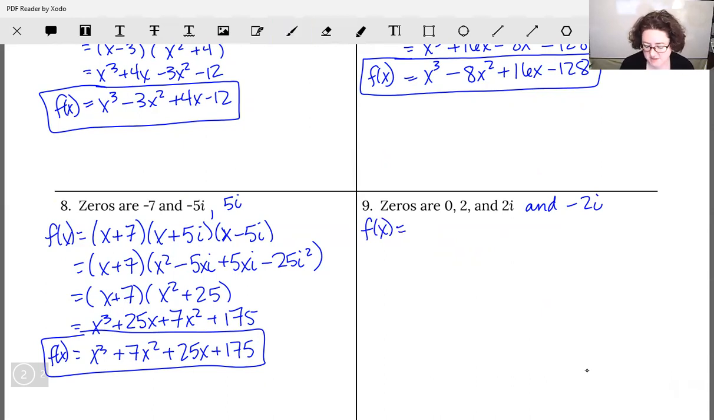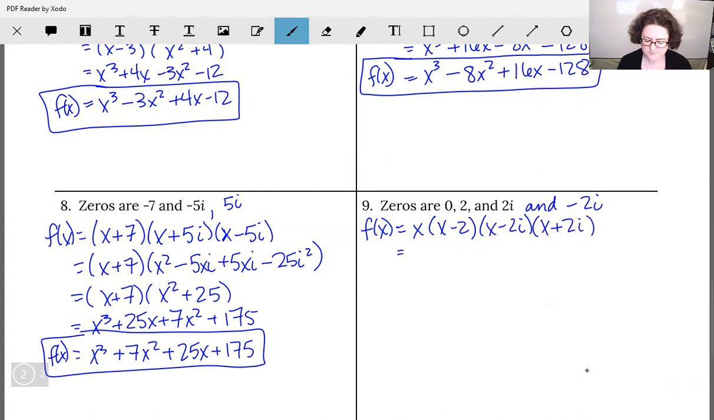x minus 0 just gives us a plain x. Well, that's easier to deal with. We just multiply an extra x in at some point. Our root of 2, x minus 2. 2i, x minus 2i, and negative 2i, so x minus a negative, or plus 2i.